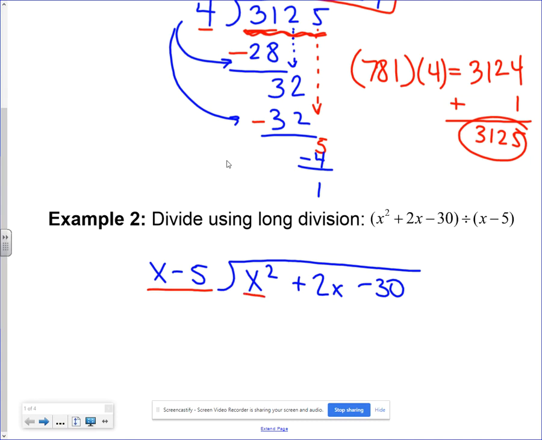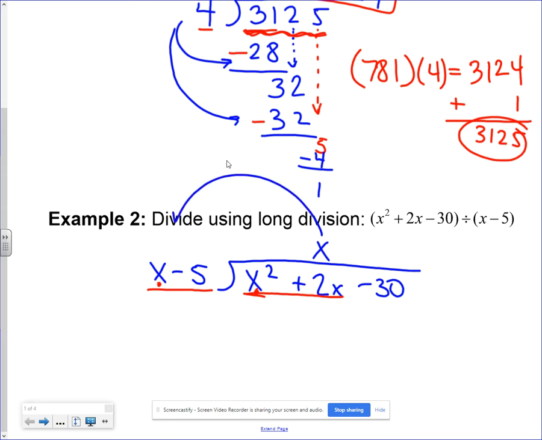Alright. So what we're going to do, x minus 5, we're going to look at it. X minus 5 doesn't divide into x. So we want to see how many times it divides into x squared plus 2x. The method to do this is you got to multiply something times your first term here to make it match the first term over here. So we're going to think, what can I multiply x by to get x squared? X. So I'm going to write an x above the 2x.